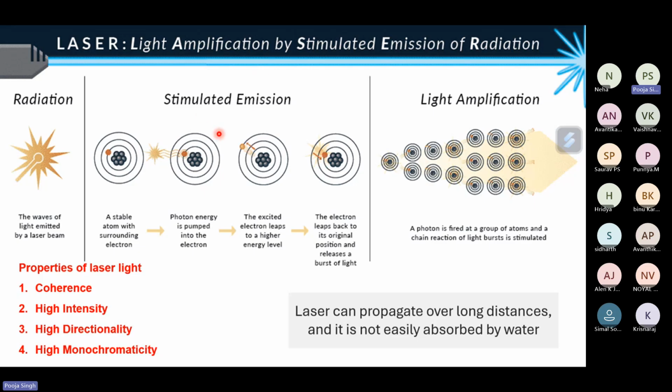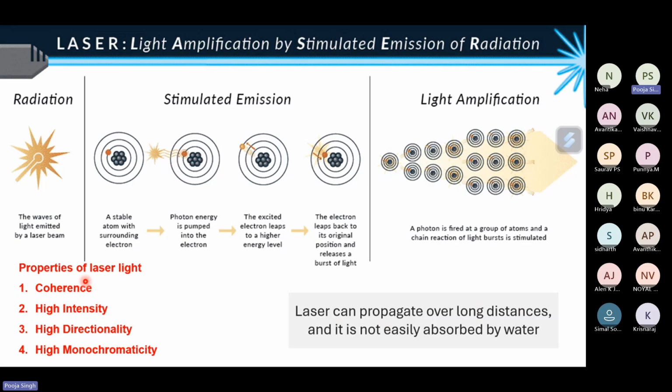So there are different processes that occur. As I said, the light is amplifying, so it can propagate over long distances, and it also doesn't get absorbed by water. As we have seen, it was not absorbed when passing through the lens either; it was 100% transmittance.